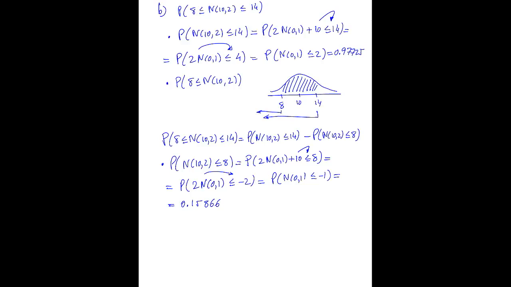Going back to our problem, that's equal to 0.15866. And the probability we're really interested in, which is the normal (10, 2) lying between 8 and 14, will be equal to 0.97725 minus 0.15866. And that's equal to 0.81859.